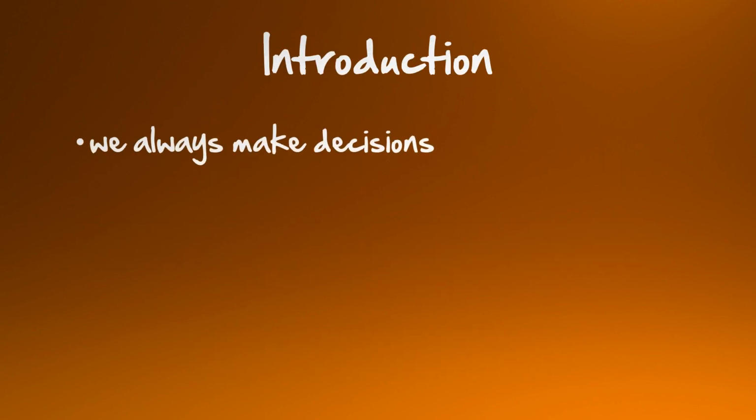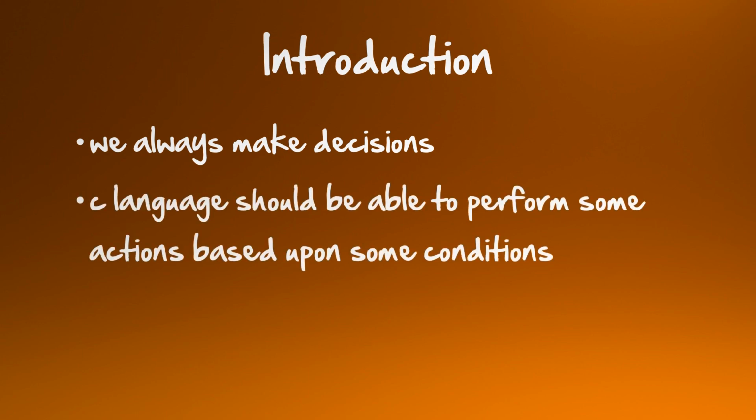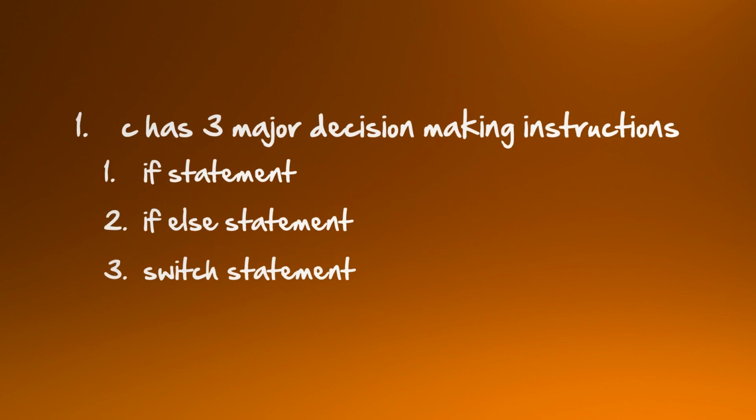So today we will see conditional statements in C. We always make decisions in our daily life based upon some conditions. C language too must be able to perform different sets of actions depending on the circumstances. C has three major decision making instructions: the if statement, the if else statement, and the switch statement. In this video, we will look at if and if else.